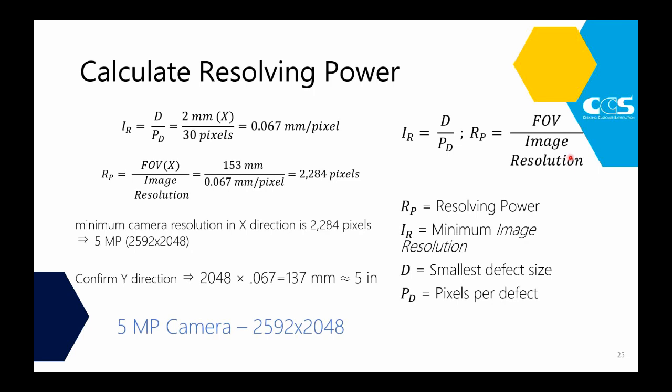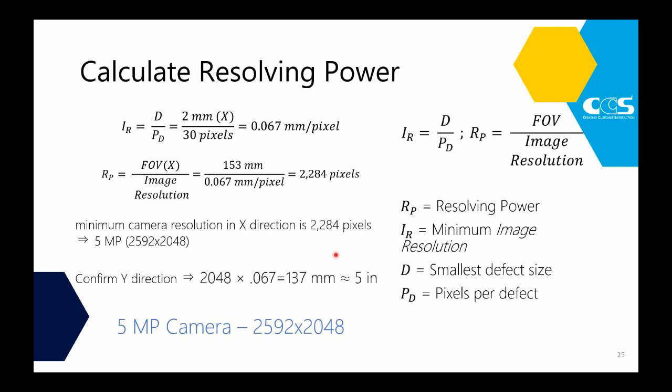So to calculate the resolving power, we calculate our image resolution. So if our text is 2 millimeters tall and we need 30 pixels in that direction, our resolving power is 0.067 millimeters per pixel. If we throw that in to calculate our minimum image resolution, we do 153, our field of view, divided by our just calculated image resolution, and we get 2,284 pixels. That means in the x direction, we need at least 2,284 pixels to be able to get 30 pixels in a 2 millimeter distance. Obviously, there's not a camera that's 2,284, so we step up to the next closest one.